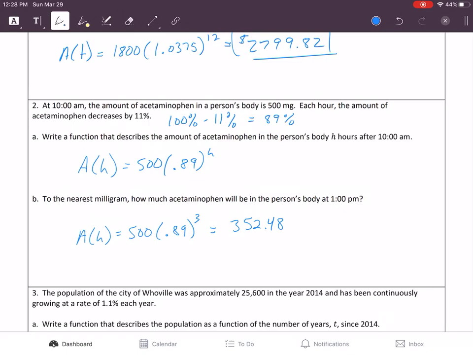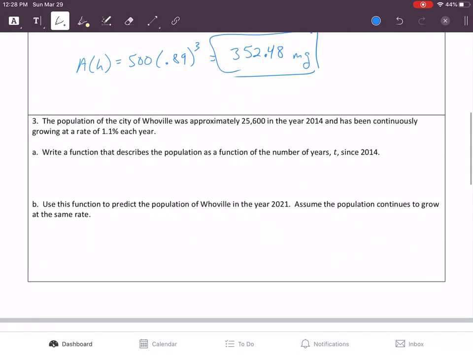Milligrams. There we go. Again, since it is decreasing, we are subtracting the percentage. Okay. Next is number 3.